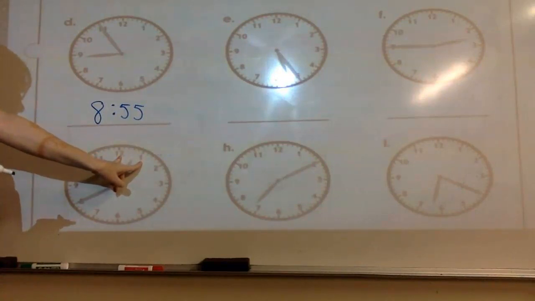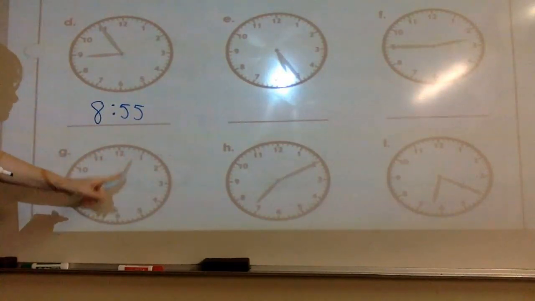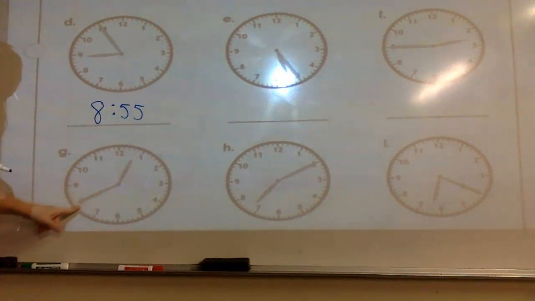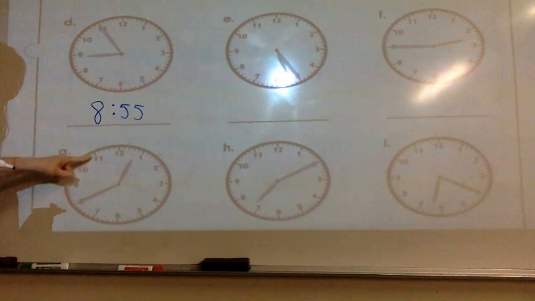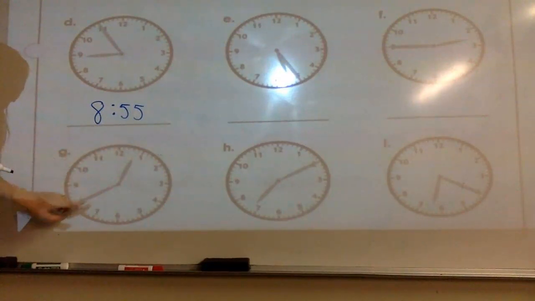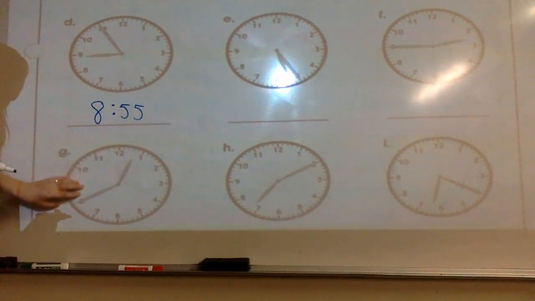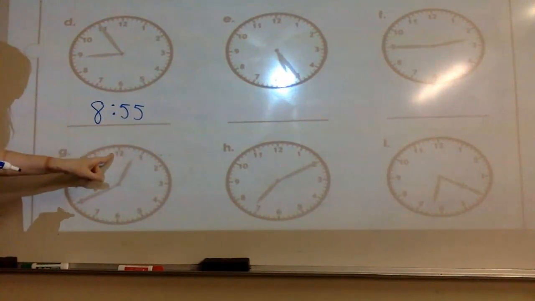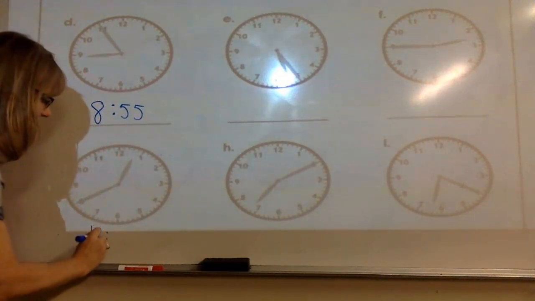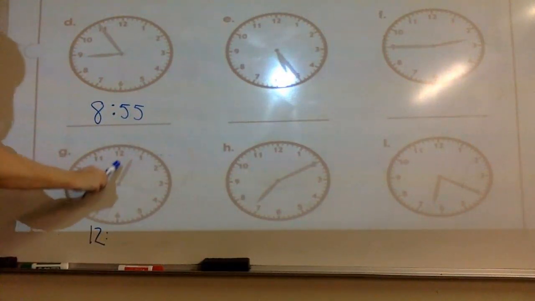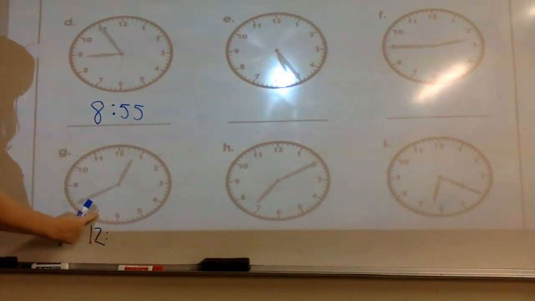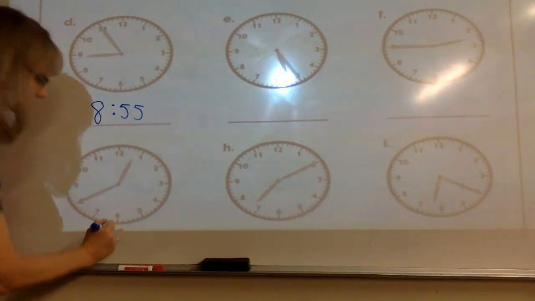When it's between two numbers, always go backward. Because look, it's in the danger zone. Not quite. I mean, it's not to the 9, but it's back here. The minute hand is back here. So always go back. So I'm going to write 12 for my hour. And then 12:30 would be right here. 35, 40.